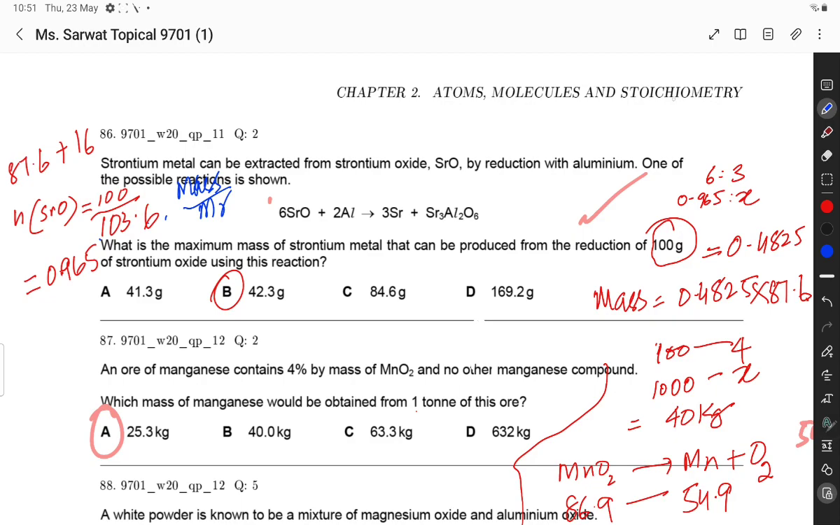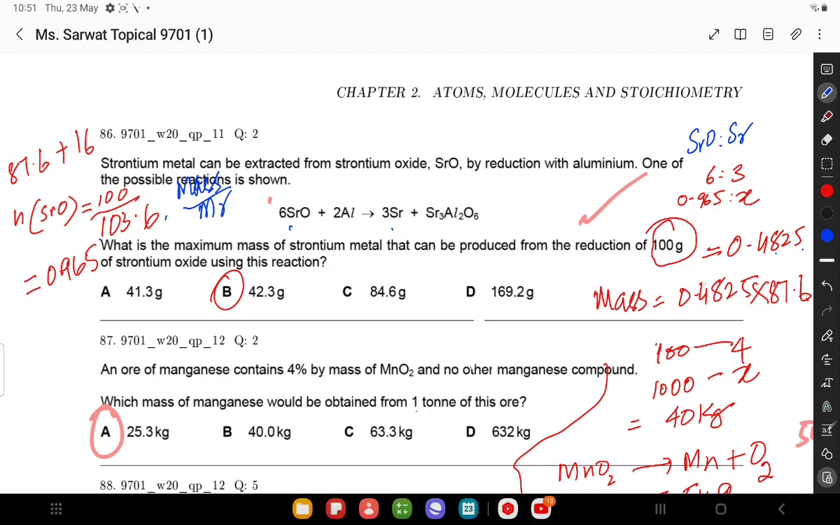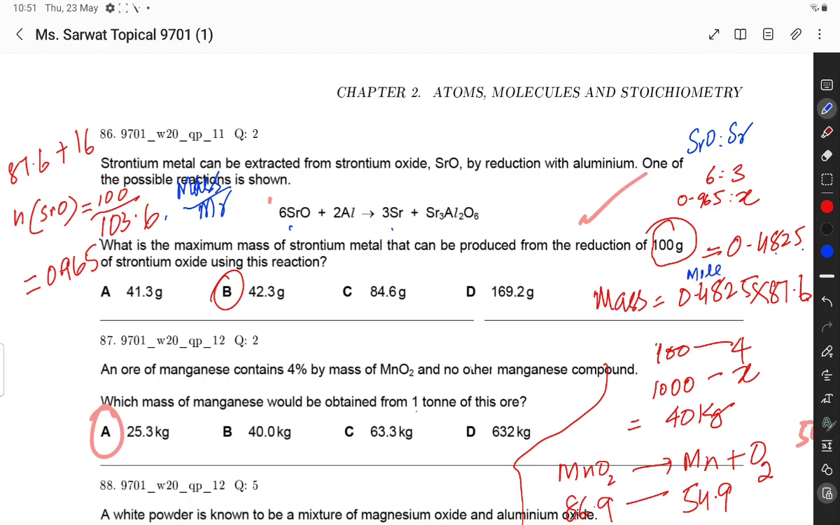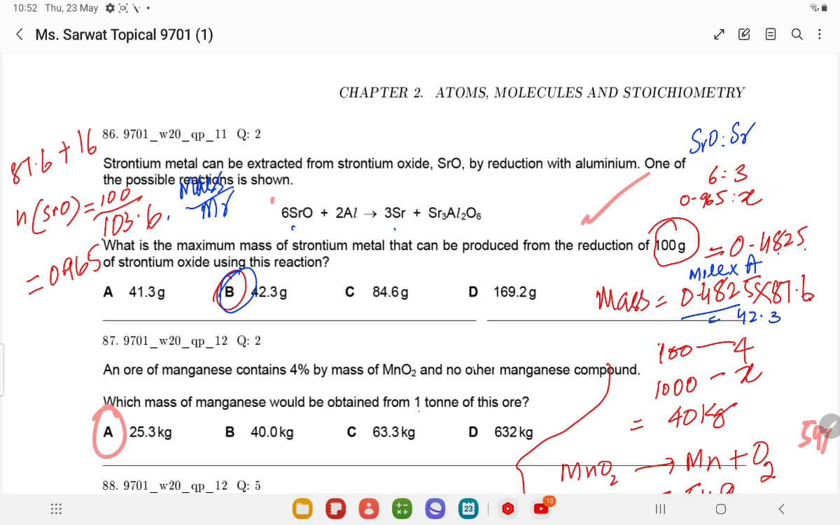By using mole ratio, strontium oxide and strontium metal. This is strontium oxide ratio strontium, 6 ratio 3, 0.965, and we get moles of strontium 0.4825. So mass is equal to mole into Ar. Ar is 87.6. This is the mole, and we get the answer is 42.3. So B is the correct option.